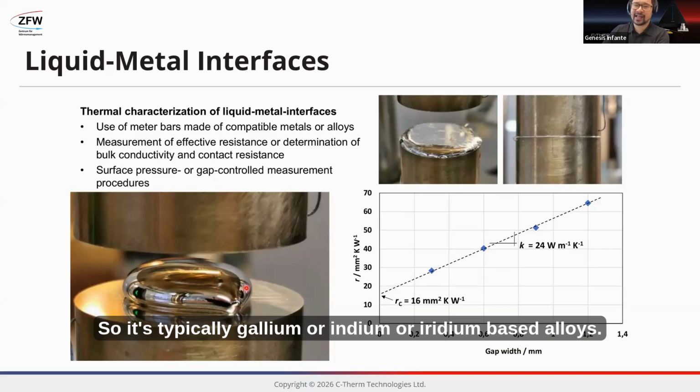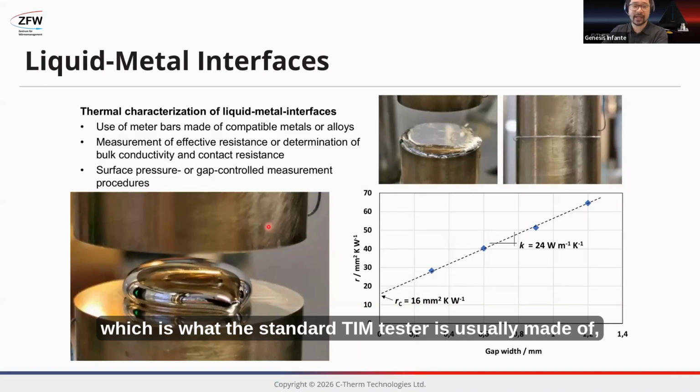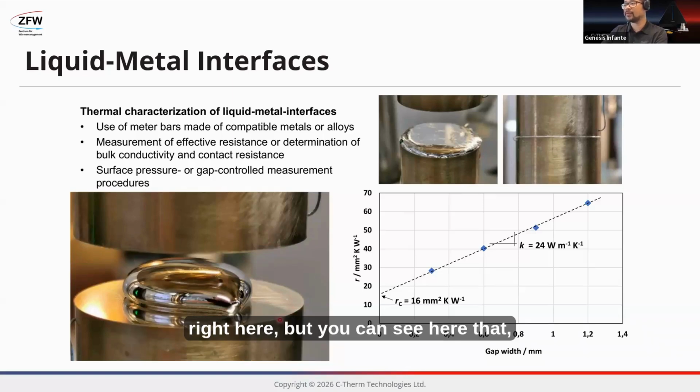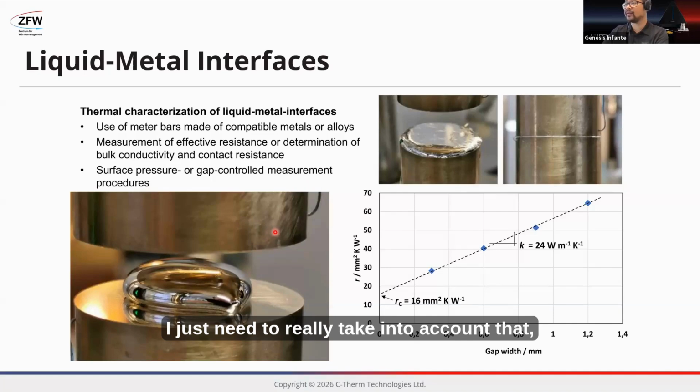So it's typically gallium, indium or iridium based alloys, and they are well known to really corrode aluminum, which is what the standard TIM tester is usually made of, or sometimes copper. So we need to make sure that there is some chemical compatibility happening right here. But you can see here that it is possible to measure it using the TIM tester. Just need to really take into account those compatibility issues.